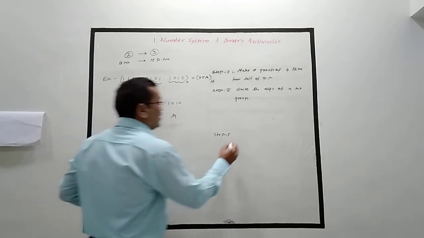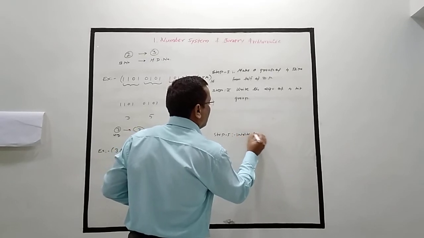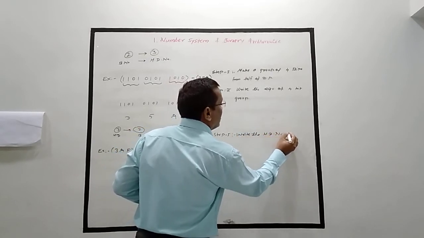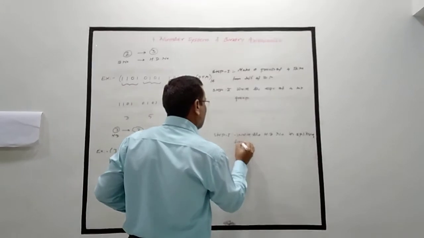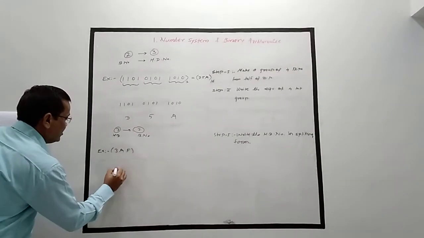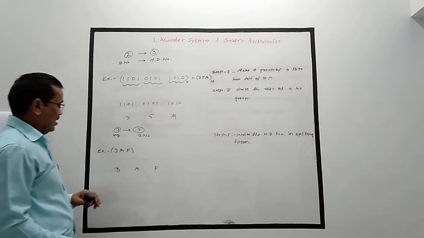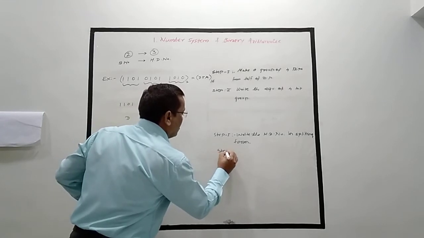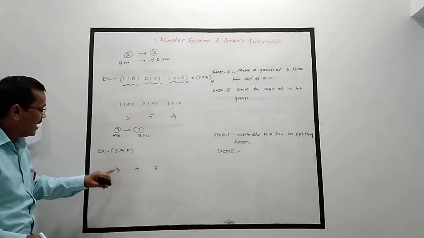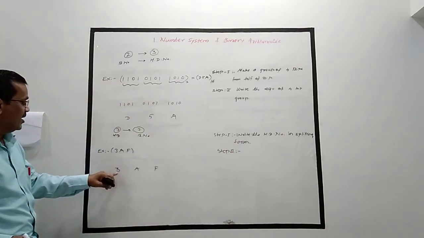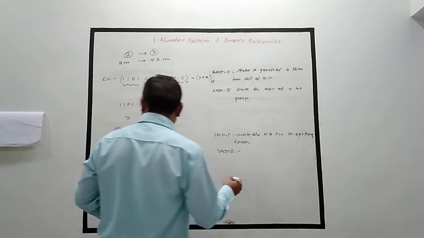Step 1: write the hexadecimal number in splitting form, like this: 3, A and F. Step 2: write the binary equivalent of each hexadecimal digit.